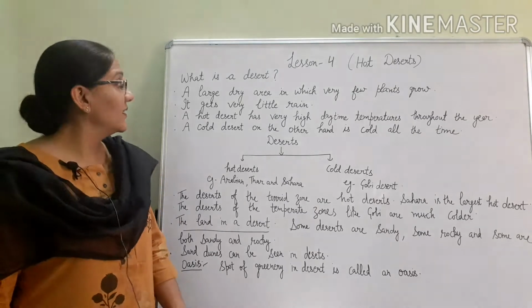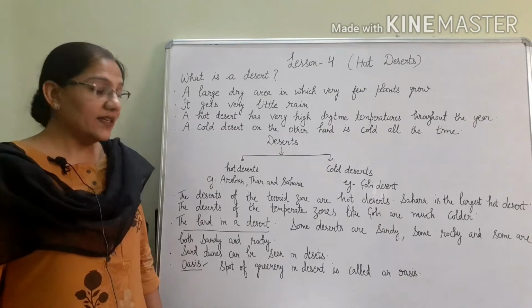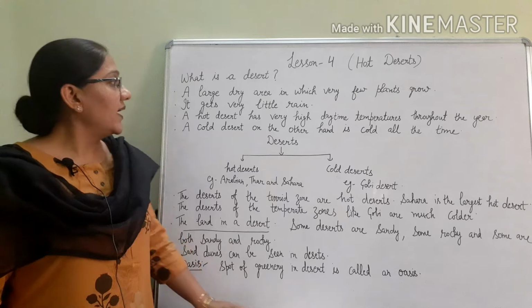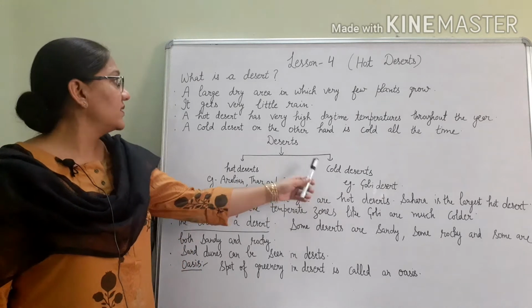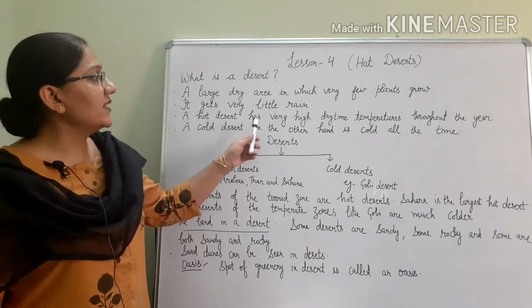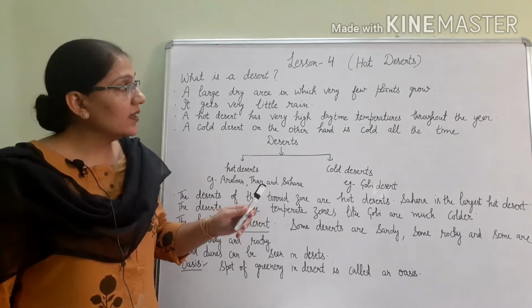What is a desert? A large dry area in which very few plants grow, because in a desert there is very little rainfall, so the desert area has very little vegetation also. Deserts get very little rain, and deserts are of two types, hot deserts and cold deserts. A hot desert has very high daytime temperatures throughout the year.